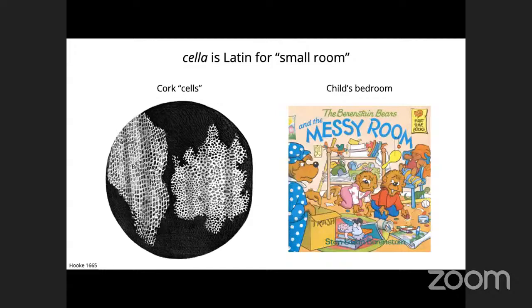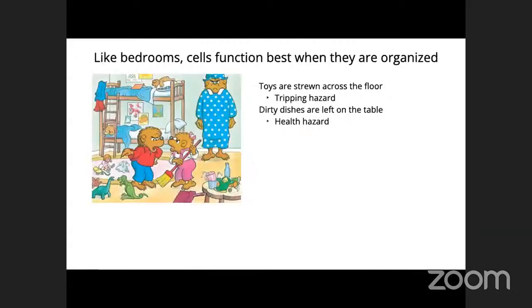So I'm going to make the analogy to a Berenstain Bears book that my parents read to me when I was a kid. The cell has a problem. The cell needs to stay clean so that it can function properly. Just like Brother Bear and Sister Bear, the cell needs to organize its stuff and keep its clothes in the dresser and its toys in the toy chest and everything in order, right? In the absence of organization, in a dirty room, the toys are strewn across the floor, which could create a tripping hazard. The dirty dishes are left on the table, and that could be a health hazard.